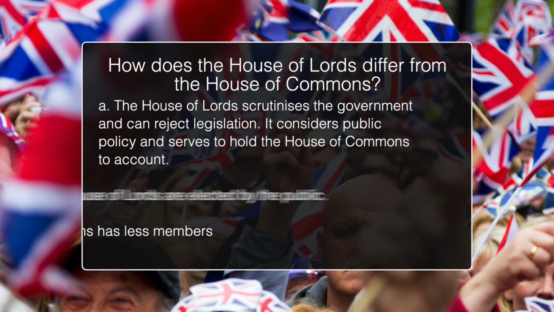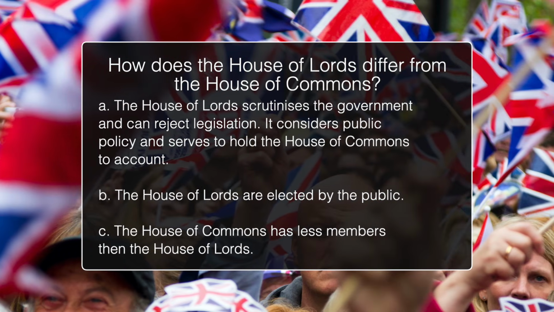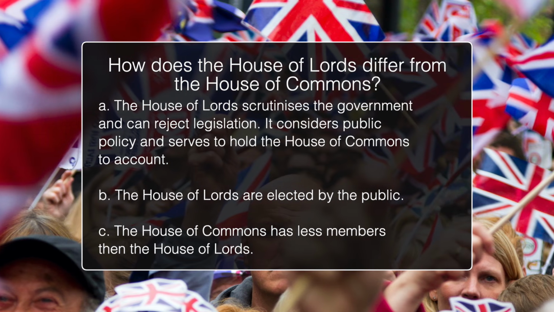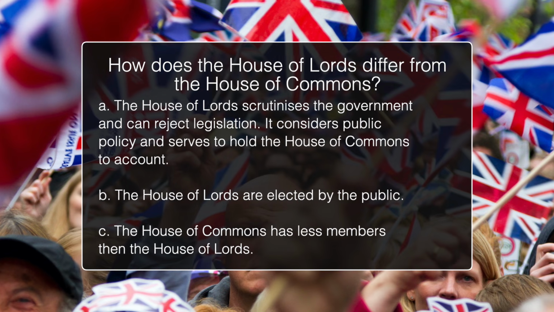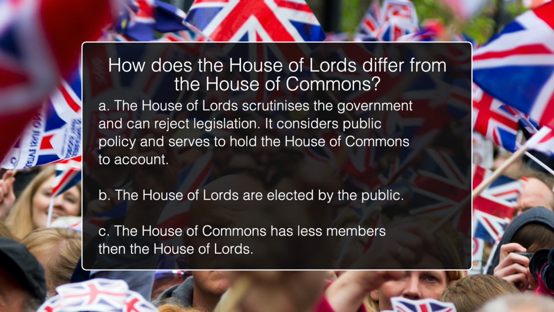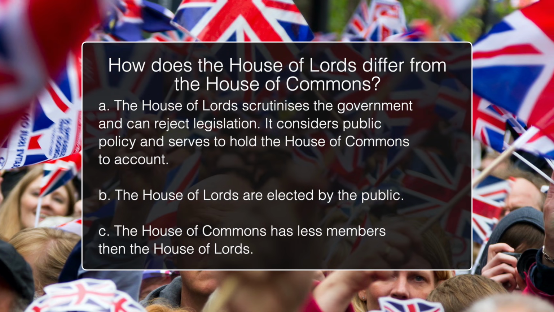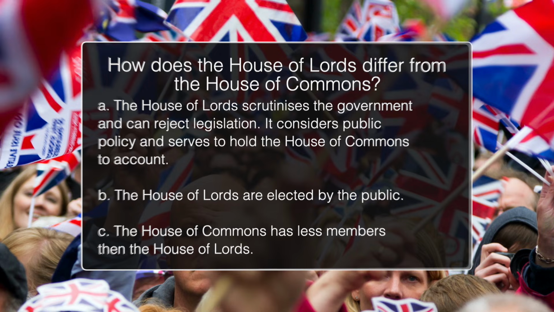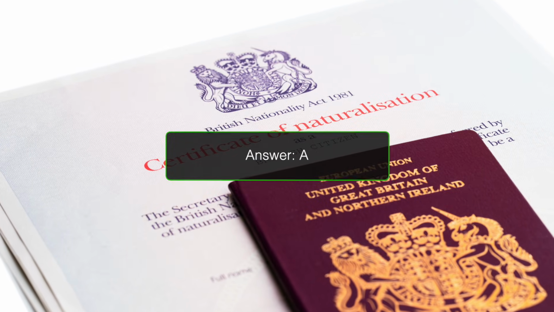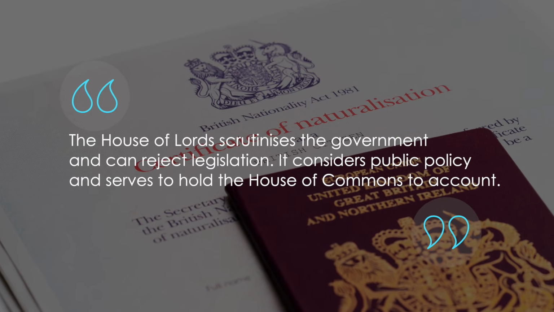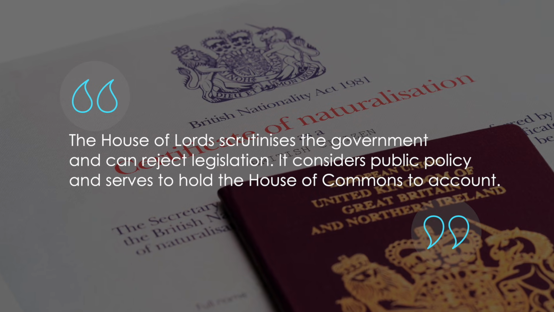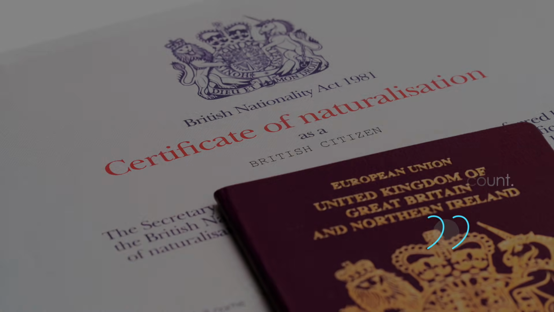How does the House of Lords differ from the House of Commons? A. The House of Lords scrutinises the government and can reject legislation. It considers public policy and serves to hold the House of Commons to account. B. The House of Lords are elected by the public. C. The House of Commons has less members than the House of Lords. The answer is A. The House of Lords scrutinises the government and can reject legislation. It considers public policy and serves to hold the House of Commons to account.